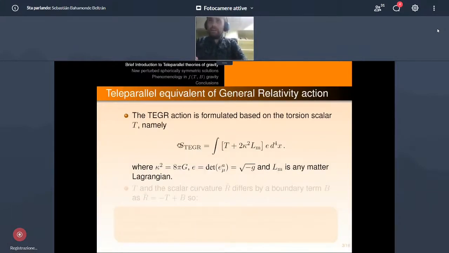So as Daniel said, the teleparallel equivalent of GR has this action. I mean, he didn't actually say it, but this is the action for the teleparallel equivalent of GR, where this T is just a combination of torsion.